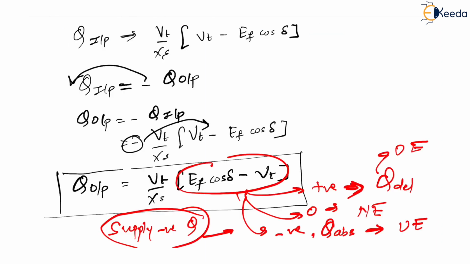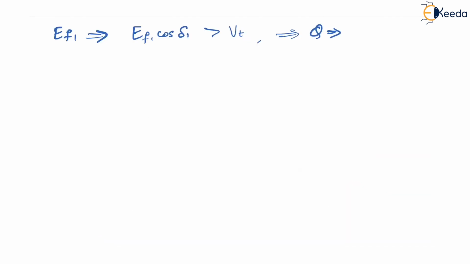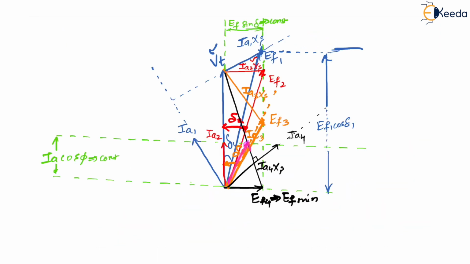Which means what should happen? If EF cos of delta is more and VT is less, then combinedly it will become positive. If it becomes positive, can I say that it delivers Q? Yes, it delivers Q. And if it delivers Q, then which machine is it? Overexcited or not? It is operating in overexcited condition. Yes, so this particular blue is nothing but overexcitation. Correct or not? Yes.